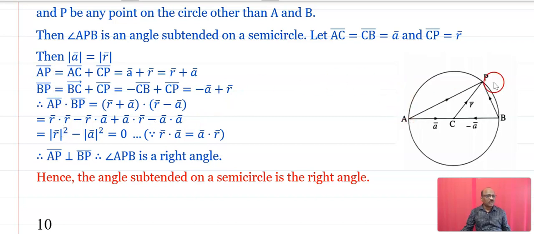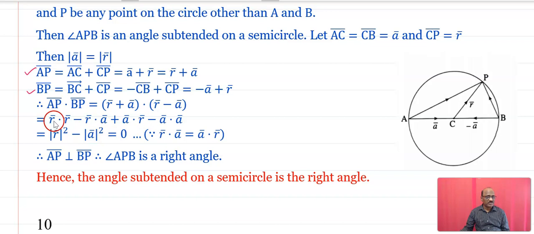And therefore their dot product. As these two are perpendicular, means what? AP bar and BP bar, their dot product. We will find out their values. AP bar is R bar plus A bar, and the BP bar is R bar minus A bar, and their dot product: R bar dot R bar, that is the mod of R bar square, then R bar dot A bar, then A bar dot R bar, and the last is minus A bar dot A bar. Now these two will get cancelled, R bar dot A bar plus minus R bar dot A bar.